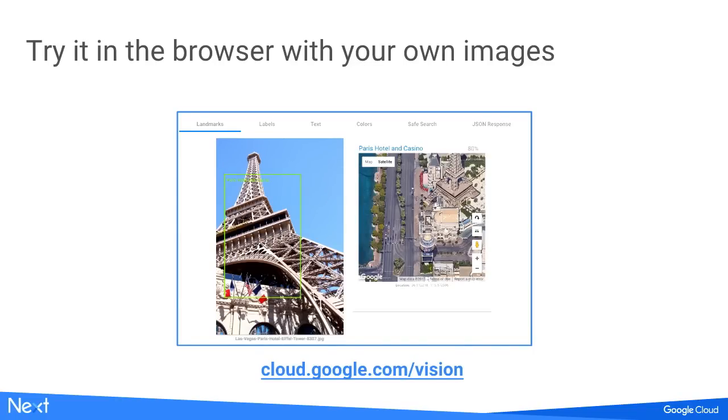And you can try this in the browser with your own images before writing any code. Just go to cloud.google.com/vision. You can upload your images, play around, see all the responses you get back from the different features. And you can actually do this with all of the APIs that I'm going to talk about today. There's a way to try them in the browser.